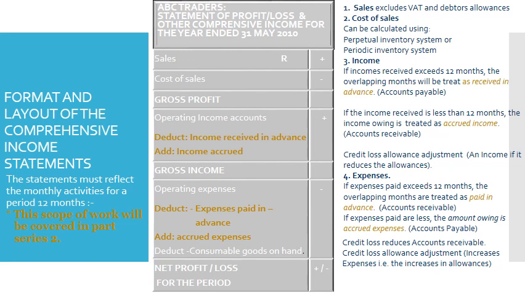Then at the end of the year where we bought stationery and some of the stationery remain unused at the end of the period, the portion that remains unused at the end of the period is regarded as consumable goods on hand. That portion will then be deducted from the operating expenses. Then the total operating expenses will be deducted from the gross income to either arrive at the net profit for the period or the net loss for the period.